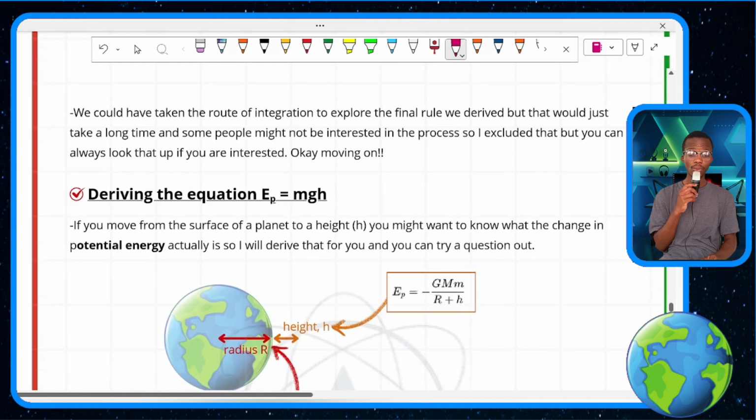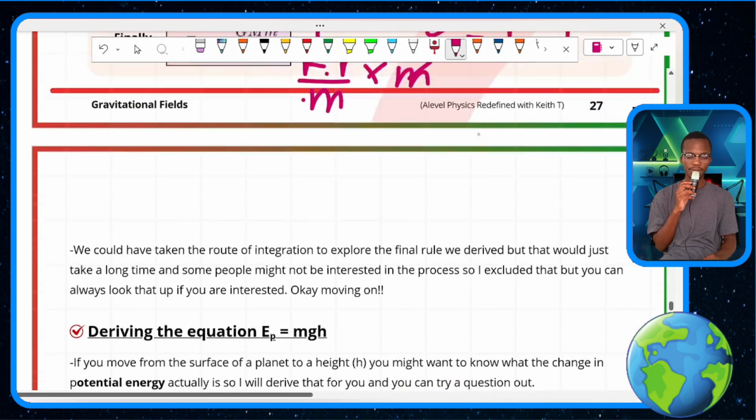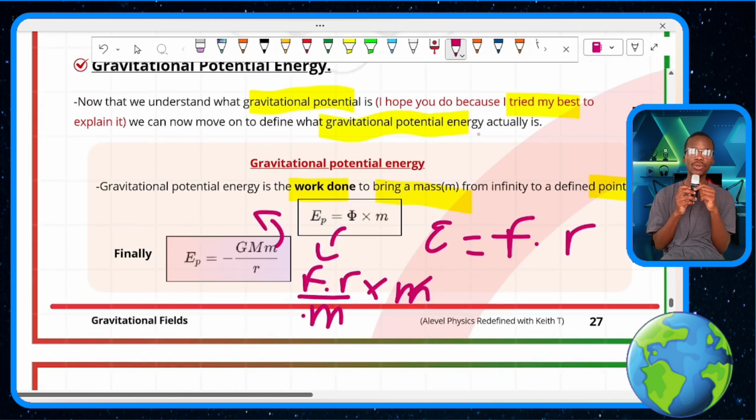We could have taken a different route of integration to explain why we're arriving at this point, but I don't want to bore you guys. It's going to be extremely complicated. You can look that up. There are multiple videos online that can help you understand how to integrate and arrive at that equation. I've linked some of them in the description below. But essentially, that's the equation for gravitational potential energy.